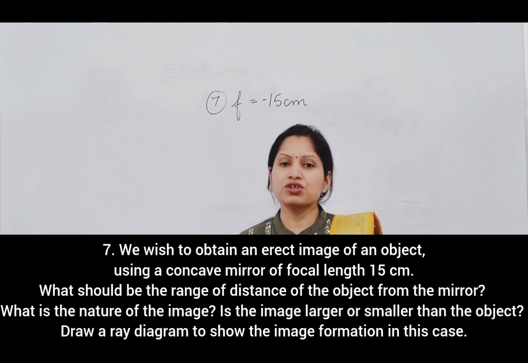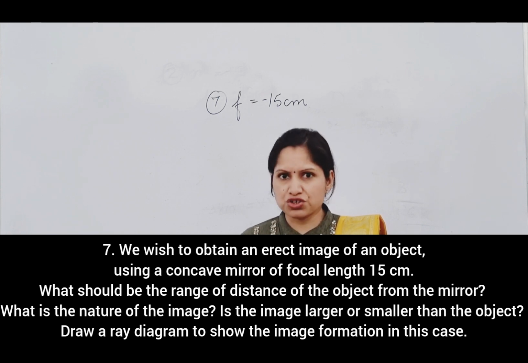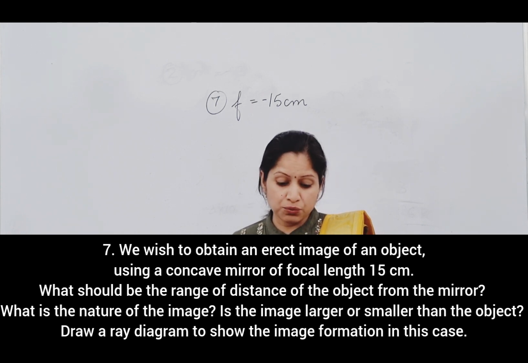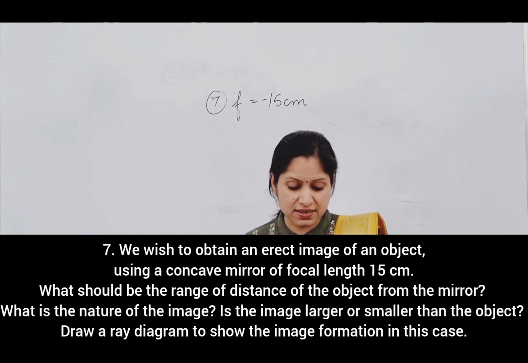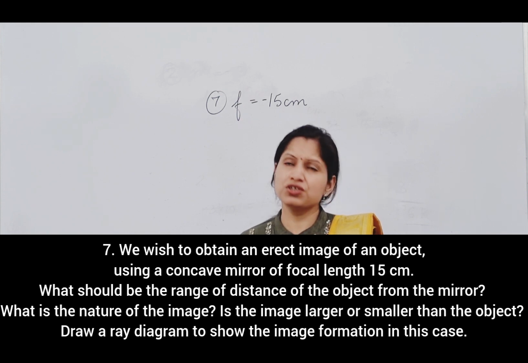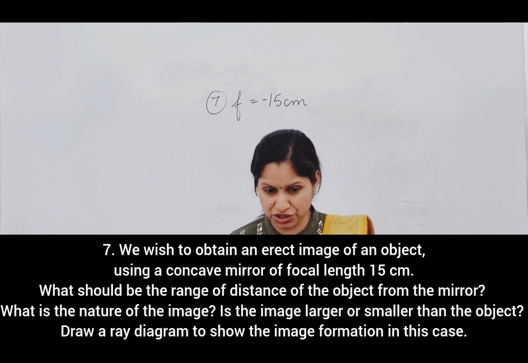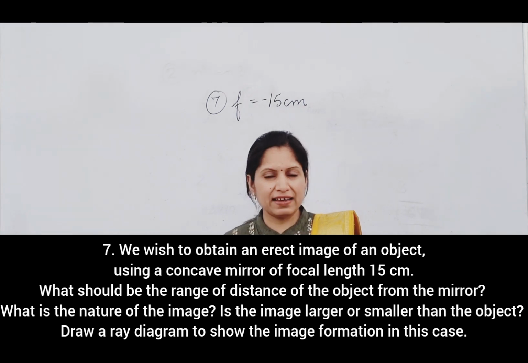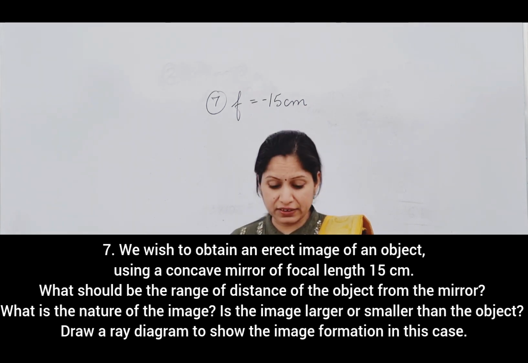What is the nature of the image? The nature of the image is that it's a virtual erect image. And what is the size of the image? It's large. Next it asks, is the image larger or smaller than the object? Obviously the image is larger than the object. So the image is going to be enlarged, or larger than the object.